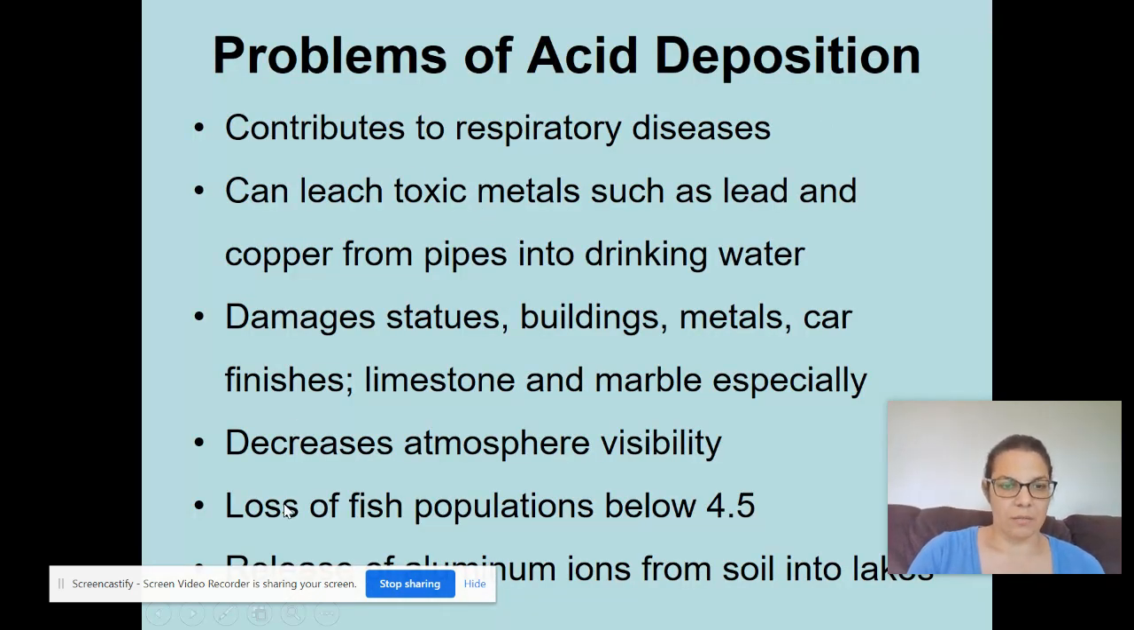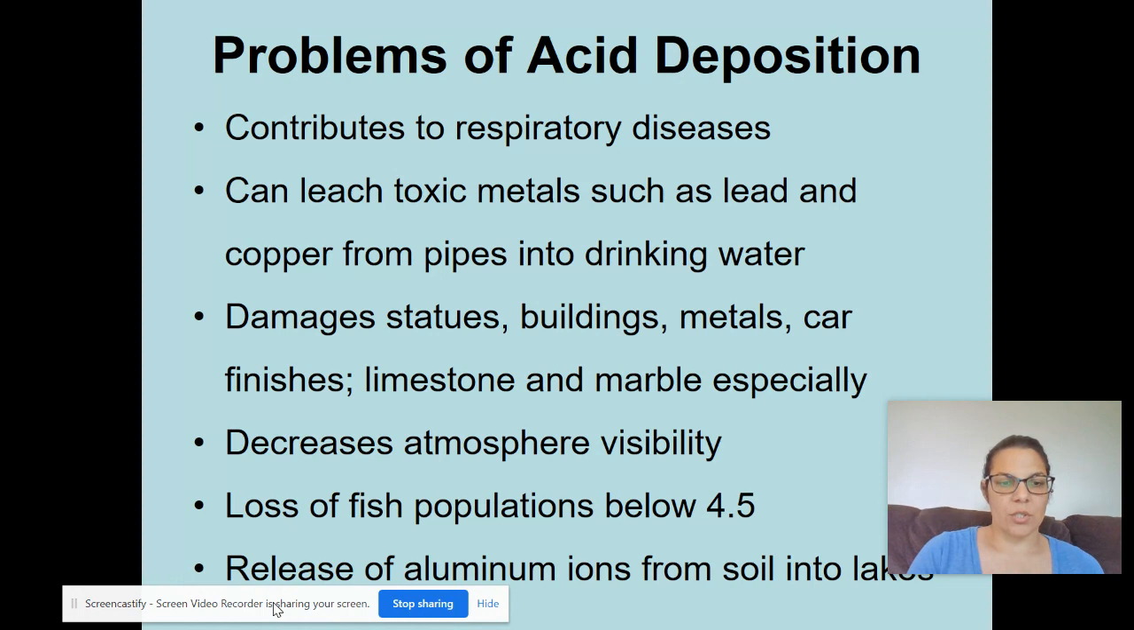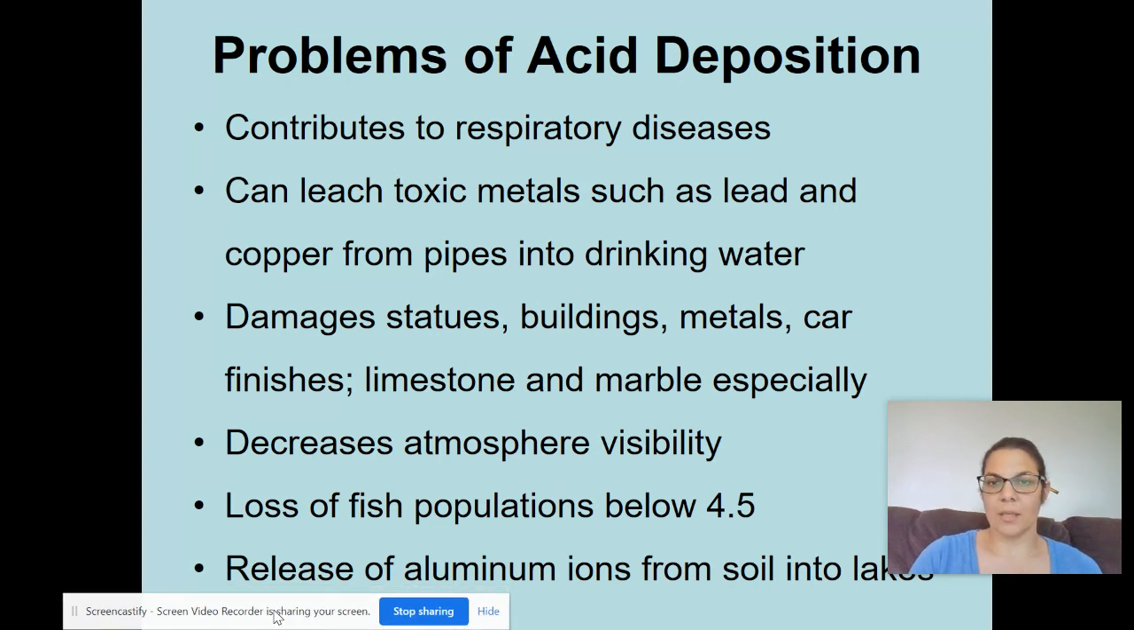So acid rain contributes to respiratory diseases, leaches toxic metals like lead and copper from pipes and drinking water, like we saw in Flint, and we're seeing in Newark right now. It damages statues, buildings, metals, car finishes, limestone, and marble, especially. It decreases atmospheric visibility, and you can have a loss of fish populations.